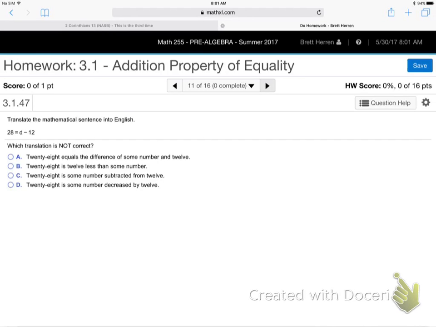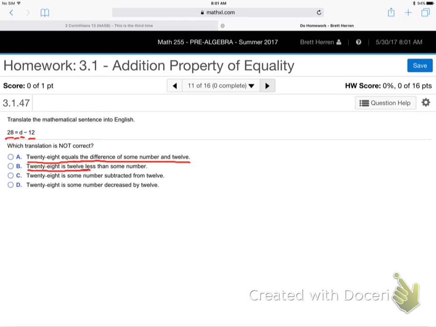All right, let's take a look. Translate the math into English. Which translation is not correct? Let's try the first one. 28 equals the difference of some number and 12. That is correct. That's true. What about part B?